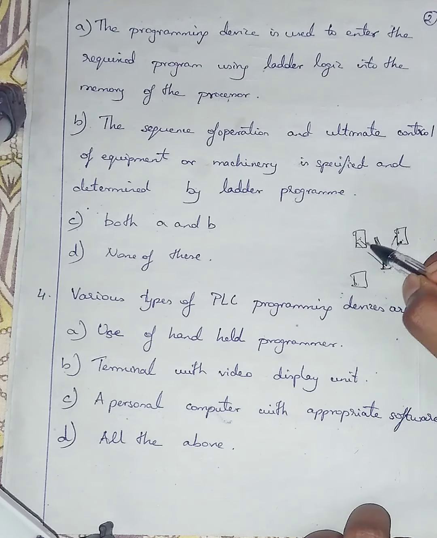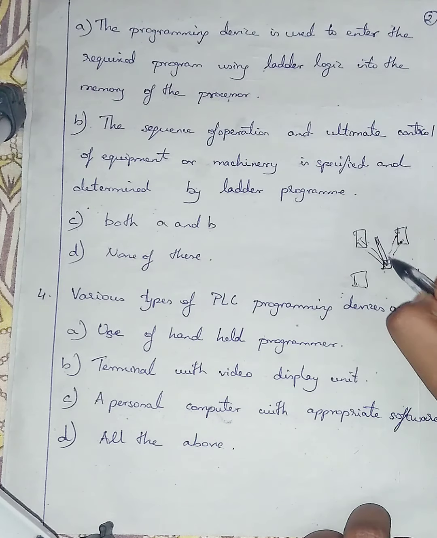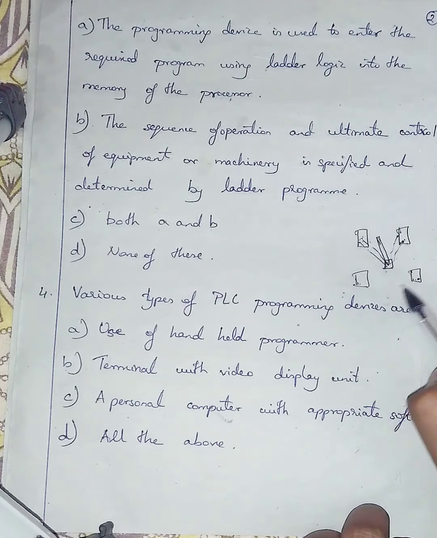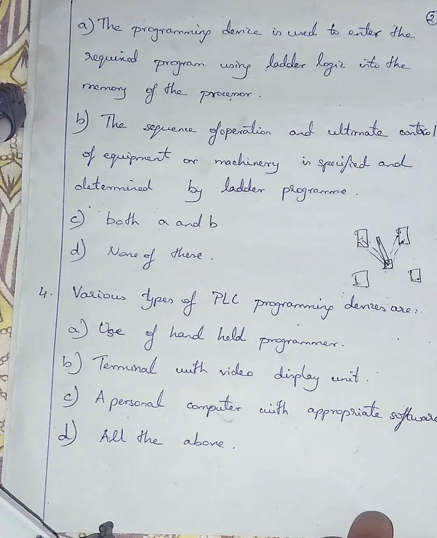Here the timing and sequence: first which sequence, and for how much time the ladder should be in this particular program. That comes under timer, then counter. All of that works in sequence, and the ultimate control of equipment and machinery is done by this ladder program. This is a ladder program.